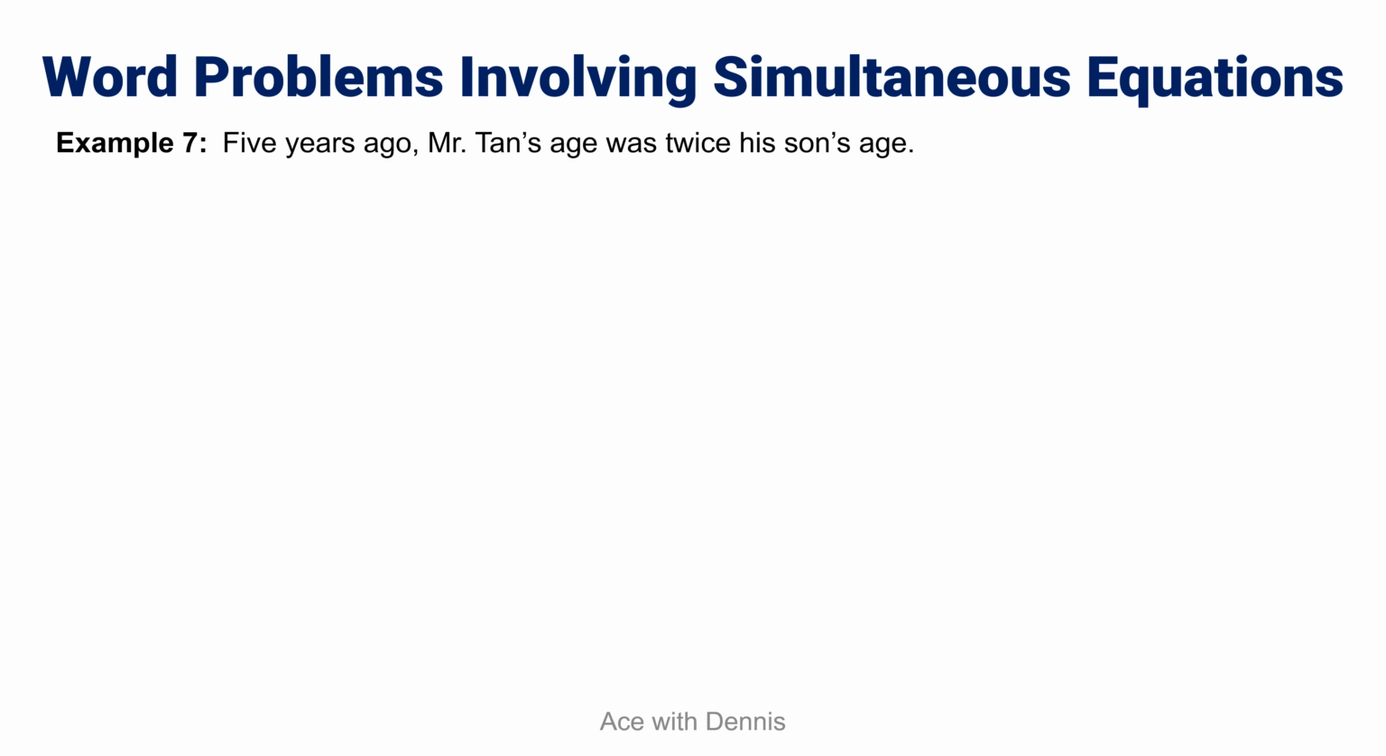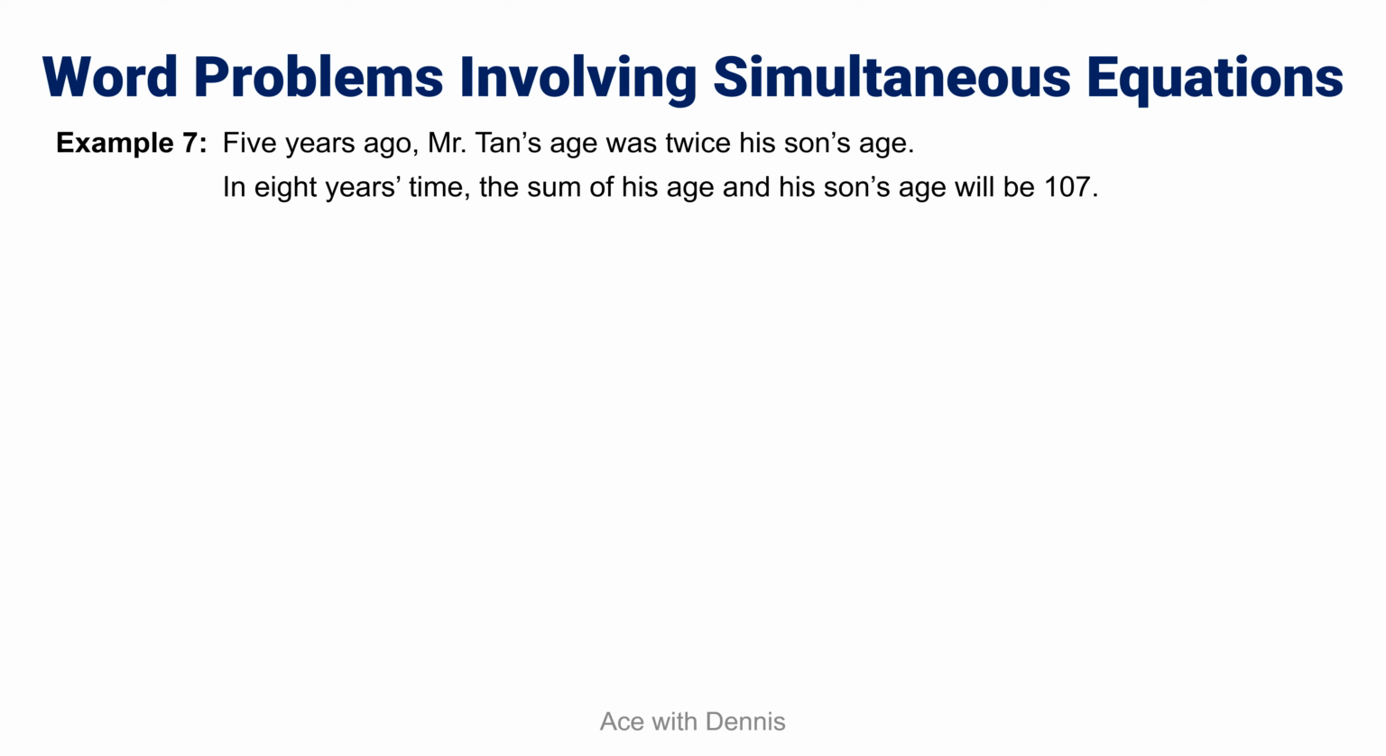Example 7. 5 years ago, Mr. Tan's age was twice his son's age. In 8 years' time, the sum of his age and his son's age will be 107. Find Mr. Tan's age and his son's present age.